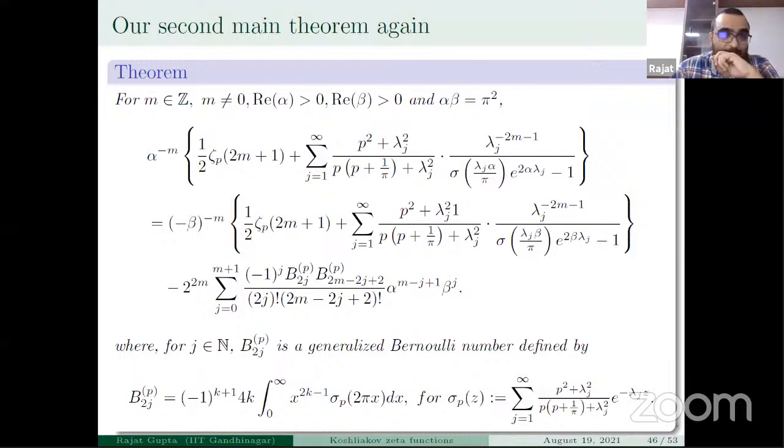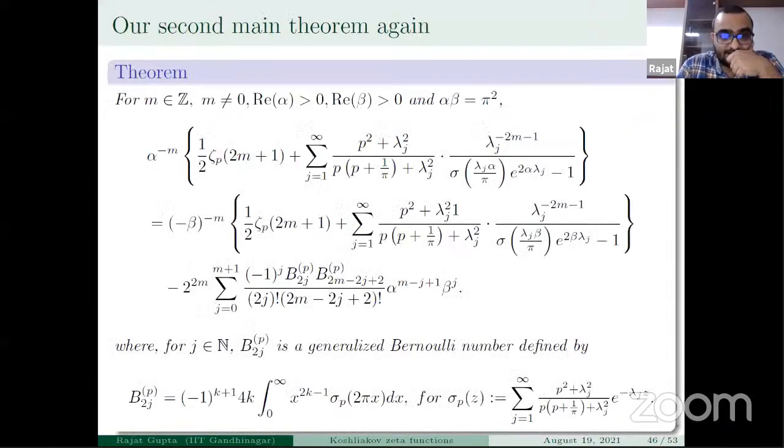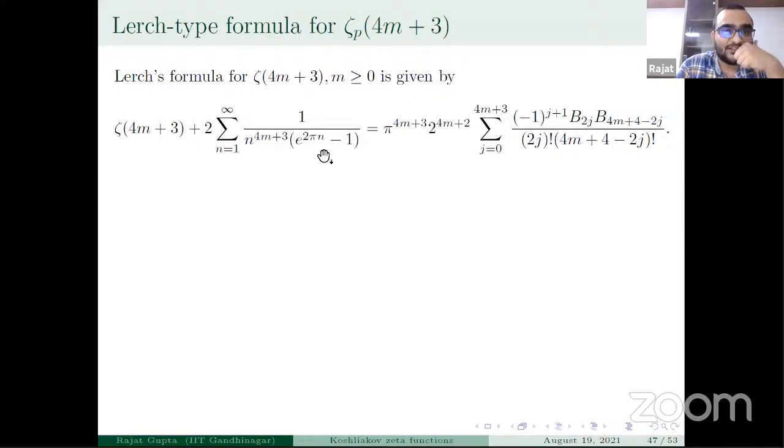Now, the second main theorem. We repeat the main theorem to conclude the other corollaries of this. So this is the main theorem. Now, to obtain the Lerch formula for zeta of 4m plus 3, we put alpha beta equal to pi and m as 2m plus 1, that means an odd positive integer. Then we have this formula, zeta of 4m plus 3 plus 2, and this series. And this is a pi multiple of this finite sum, which involves Bernoulli numbers.